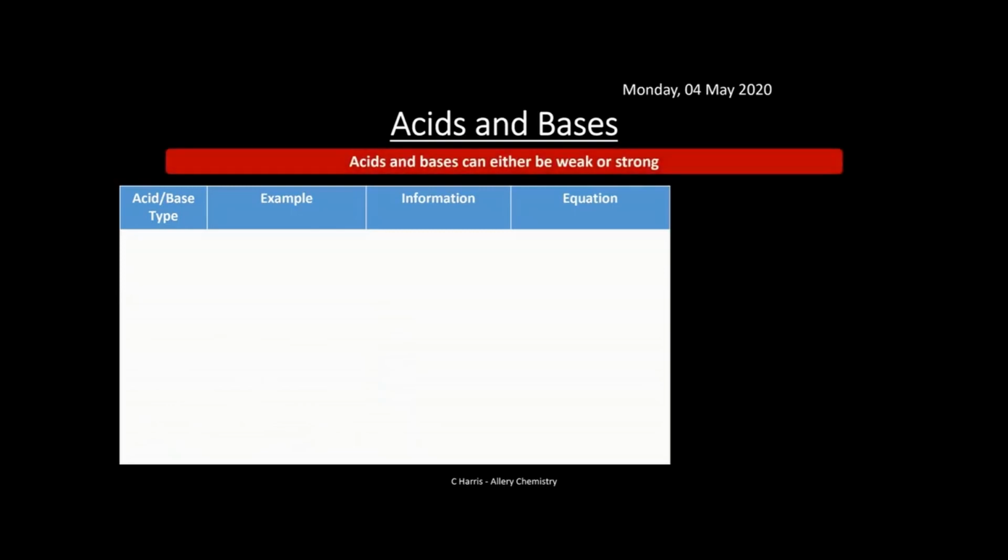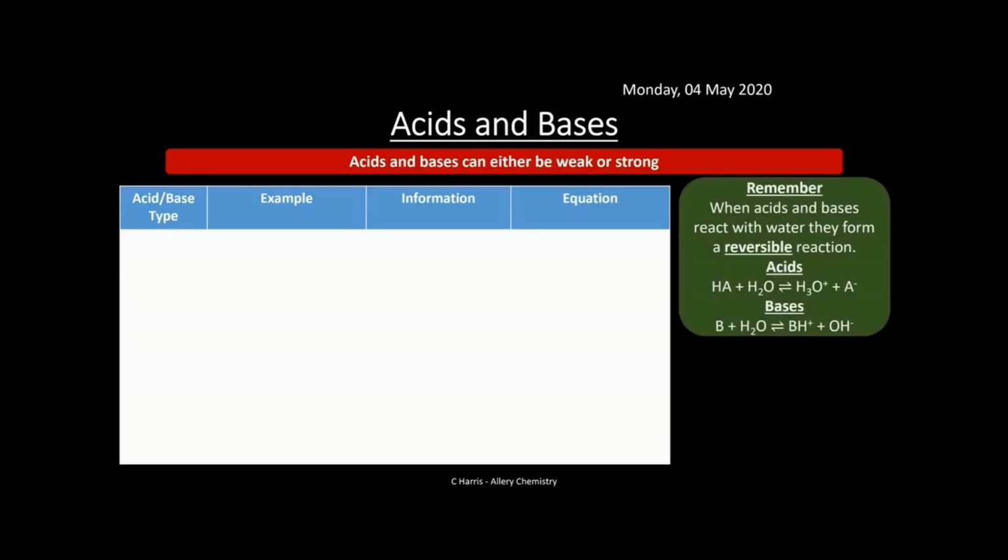Okay, so let's look at acids and bases being strong or weak. What you've got to be able to do is distinguish between weak acids and strong acids. When weak acids and bases react with water, they form a reversible reaction. If we react an acid with water, we form H3O plus, remember, that's your hydroxonium ion, and A minus. That can be represented as just H plus. And a base will react with water to form BH plus and your OH minus, and that's what makes something basic.